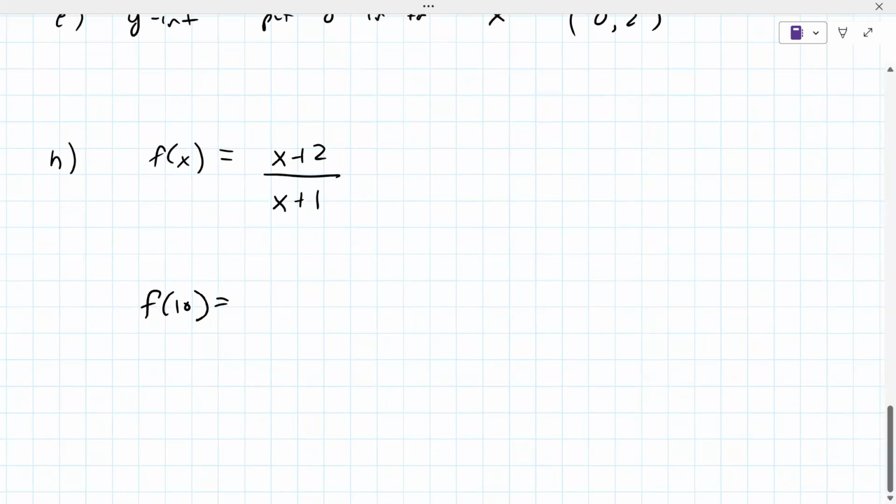Let's see. That is 12 over 11. And what is that approximately? Like what numerical value? What number is that near? It's near 1. It's about 1. Okay. And then I think it wants you to find f of -10 next.